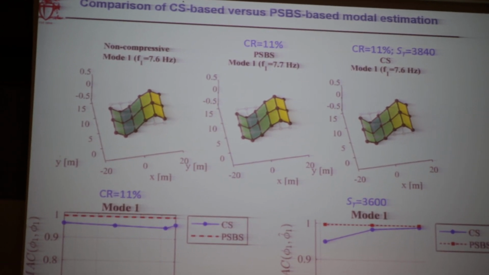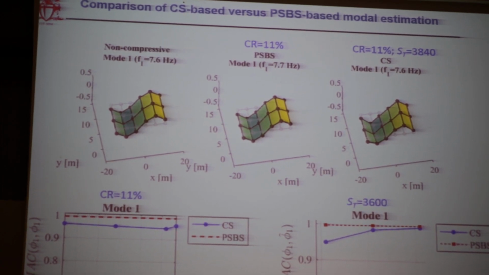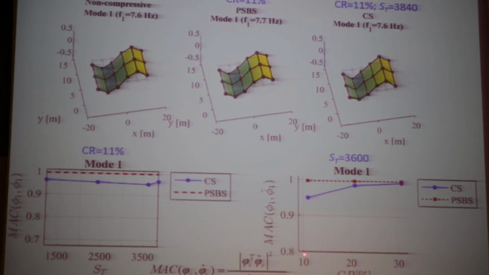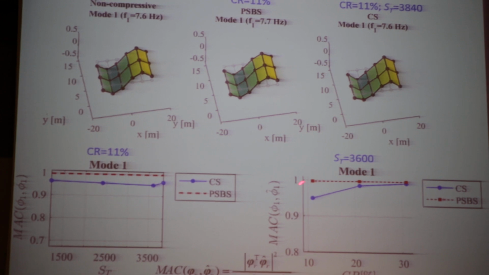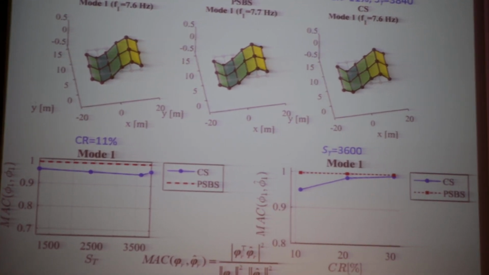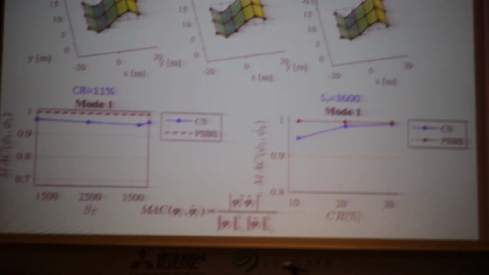So as the compression ratio decreases, as I'm looking at higher and higher compression, this 10 means 90% below Nyquist, 80, 70% below Nyquist. This is essentially the inner product of the mode shape that we get with compression, sub-Nyquist methods, and the one with Nyquist.